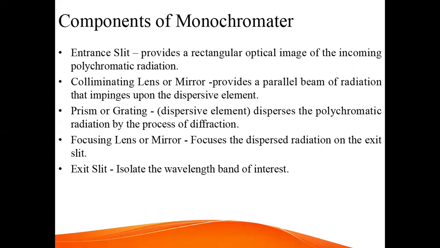Components of a monochromator. The first one is the entrance slit. It provides a rectangular optical image of the incoming polychromatic radiation. A collimating lens or mirror provides a parallel beam of radiation that impinges upon the dispersive element. The prism or grating disperses the polychromatic radiation by the process of diffraction. A focusing lens or mirror focuses the dispersed radiation on the exit slit, and the exit slit isolates the wavelength band of interest.